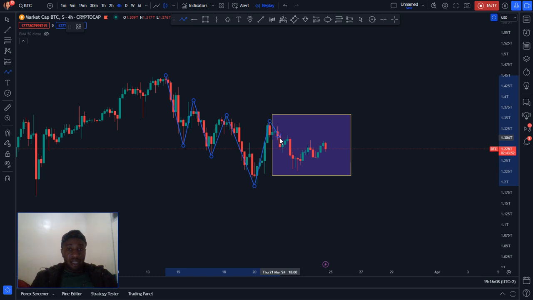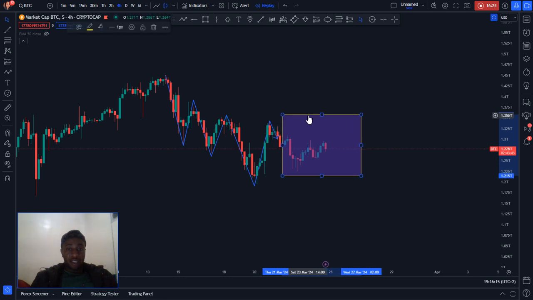And then now you see that the market, maybe let's say, is going towards the downside. Let's just say the market is still here. We can see that the market is somewhere here. It's going towards the downside.